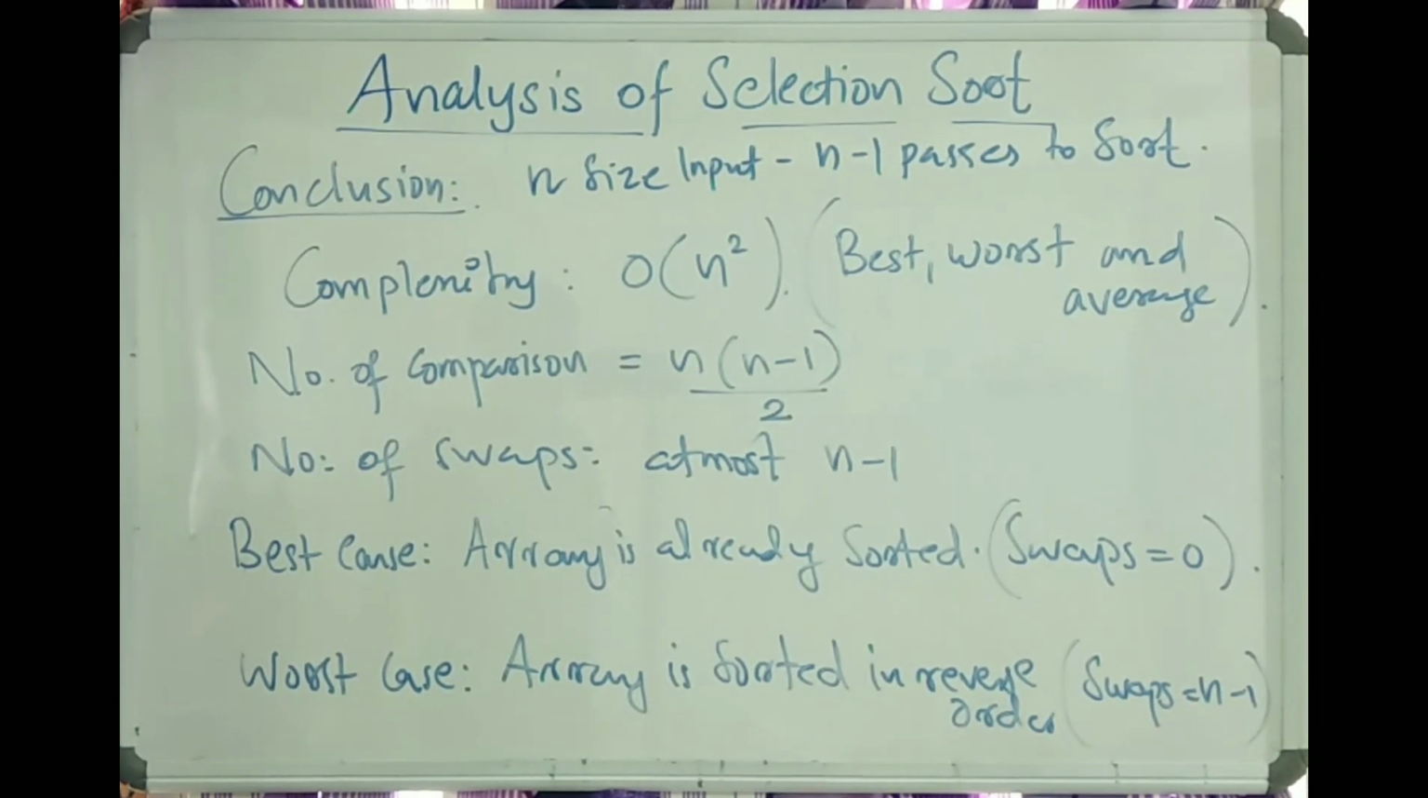Best case occurs if an array is already in sorted order, which means that if you want to sort an array in ascending order and it is already given in ascending order, or if you want to sort an array in descending order and it is already given in descending order, that will be the best case for selection sort. In this case, the number of comparisons will be n into n minus 1 by 2 and the number of swaps equals 0. Worst case occurs when an array is already sorted but in reverse order, which means that if you want to sort an array in ascending order and it is given in descending order, and vice versa. In that case, the number of comparisons is n into n minus 1 by 2 and the number of swaps is n minus 1.